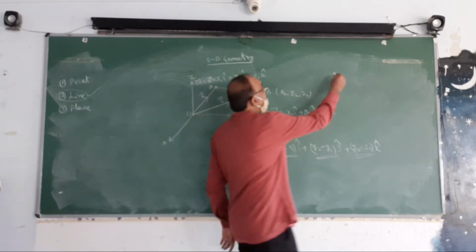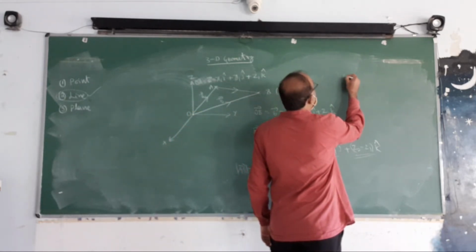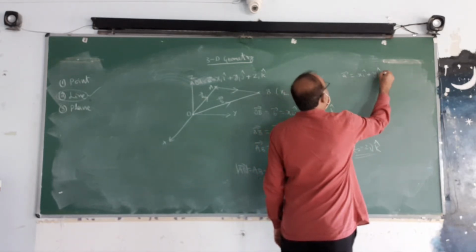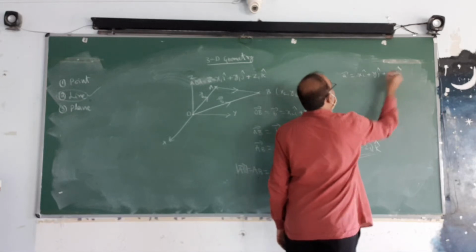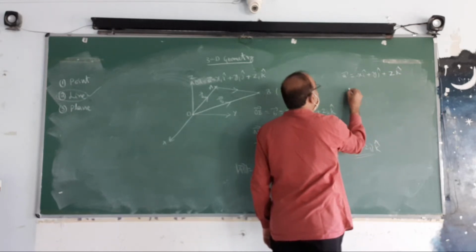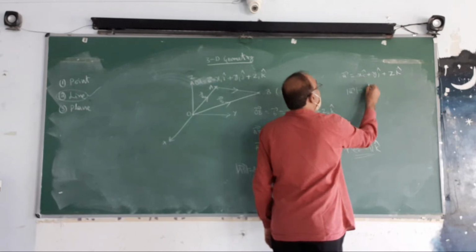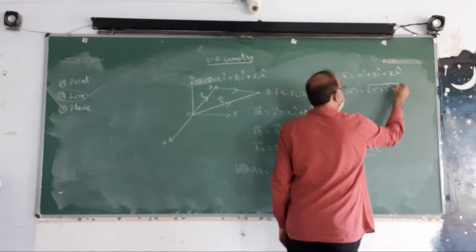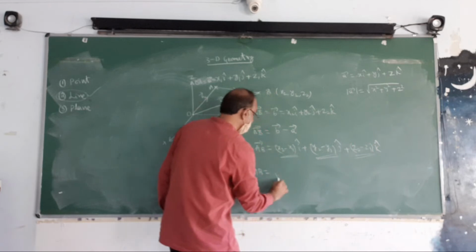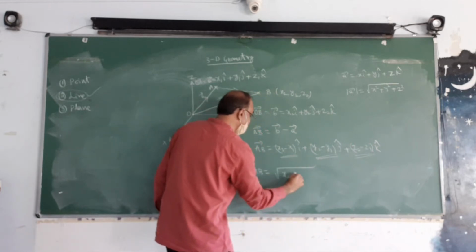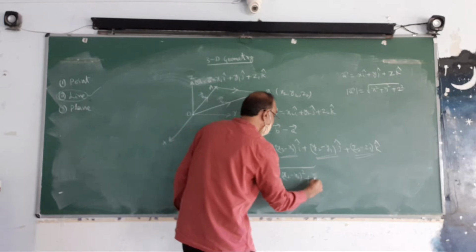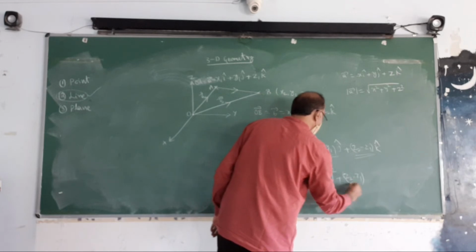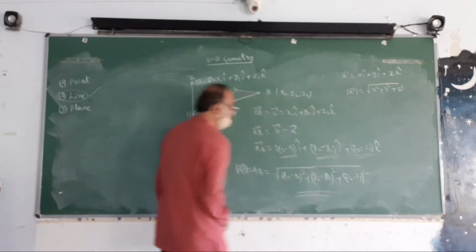Suppose you have any vector, say vector A is xi plus yj plus zk. Magnitude is what? Square root of x square plus y square plus z square. Same thing you will use here. And here the magnitude is square root of x2 minus x1 whole square plus y2 minus y1 whole square plus z2 minus z1 whole square. Right? You will get a number.